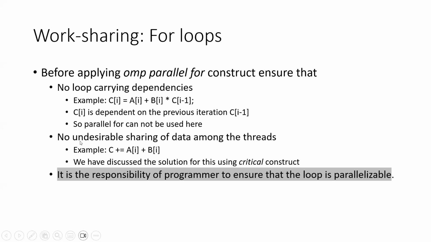And there should not be any undesirable sharing of data, the way we have seen in our Pi example, where multiple threads are writing to a single variable. If such things are there, you cannot directly use OpenMP parallel for. And if you use it, it will behave in an unpredictable way. It will give you wrong output, or your program can even crash. So to highlight that, I am again repeating that the responsibility of ensuring that your loop is parallelizable is on the programmer.